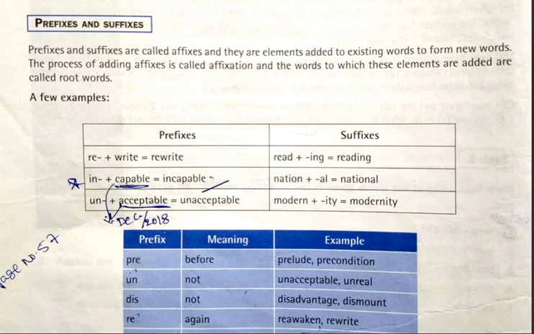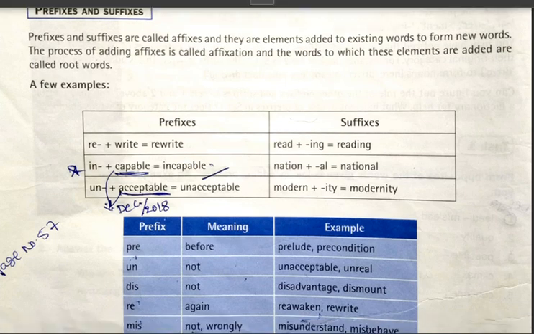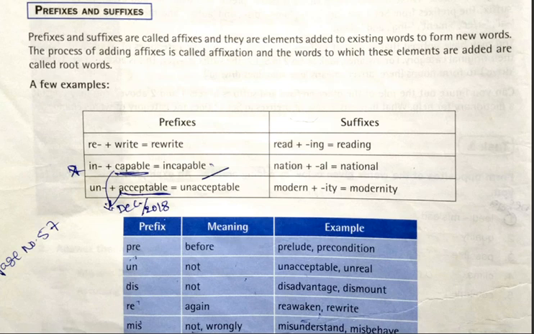So what is the root word? Suppose there is a word. A prefix will be added at the beginning of the word, and a suffix will be added at the end of the word. So the main word will be the same, but the adding will be at the beginning or at the end. The main word is what we call the root word, okay.